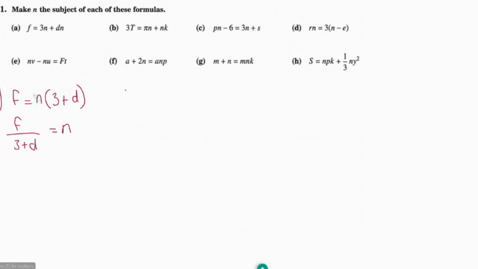Question B. So again, all our n terms are on the right-hand side. So let's factorise by taking out n. We'd have pi plus k. Now let's divide both sides by pi plus k.